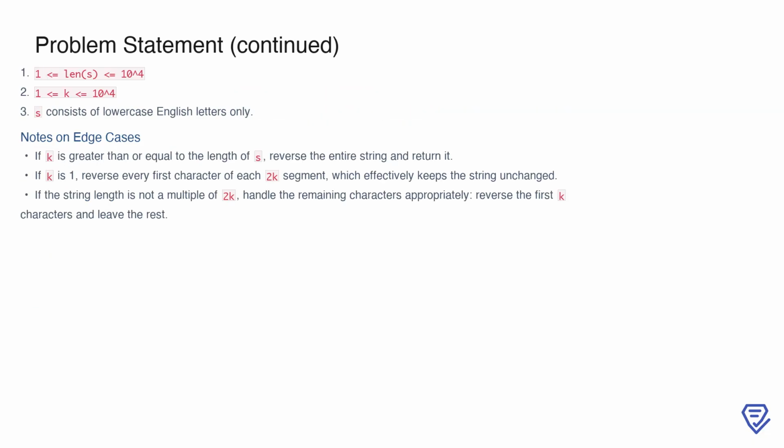Finally, let's review some constraints and edge cases to clarify the behavior of the solution. The string length is guaranteed to be between 1 and 10,000 characters, and the value of k also ranges from 1 to 10,000. The string consists only of lowercase English letters. For edge cases, if k is greater than or equal to the length of the string, the entire string is reversed. If k equals 1, the string remains unchanged because reversing the first character of each segment has no effect. Additionally, if the string length isn't a multiple of 2k, the remaining characters at the end are handled by reversing the first k characters and leaving the rest as is. These rules ensure that the transformation is applied consistently, regardless of the input.